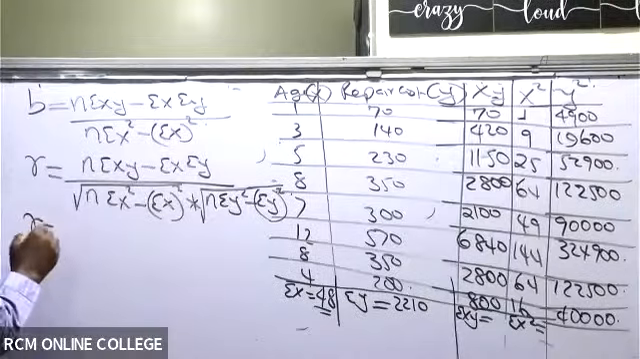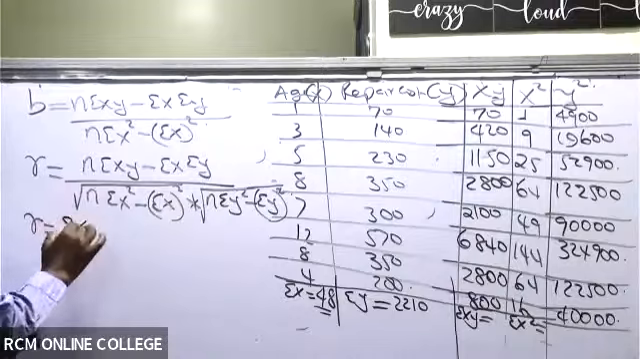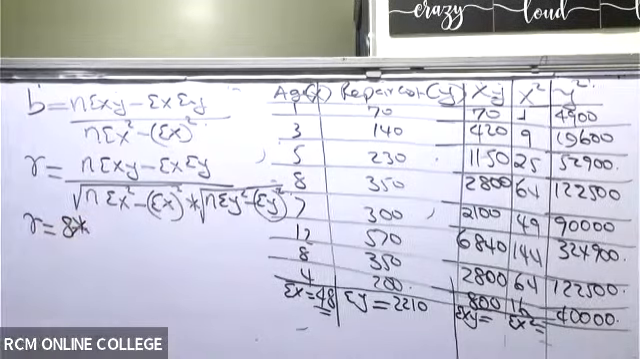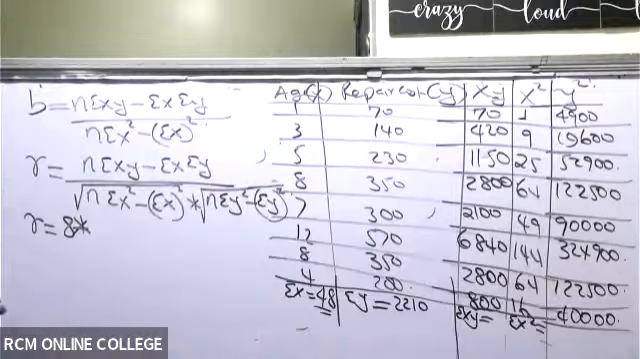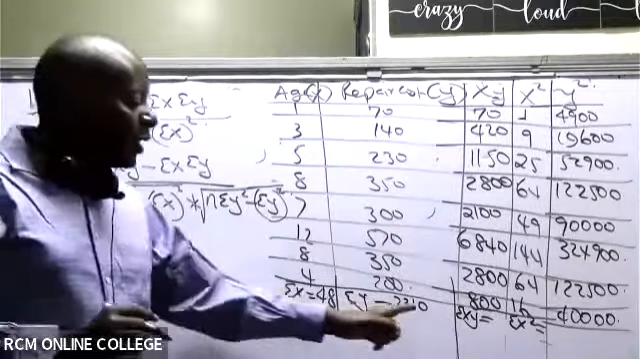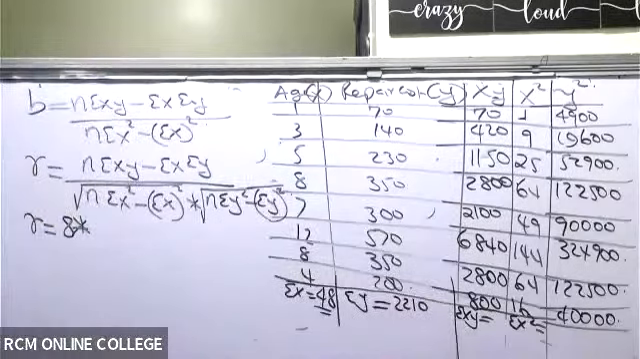So that my R will be equal to, if you're able to remember n, n was 8. Times summation of xy. I deleted my summation of xy. We already obtained this summation of xy somewhere. Is there somebody who can remind Mwalimu what the summation of xy was?